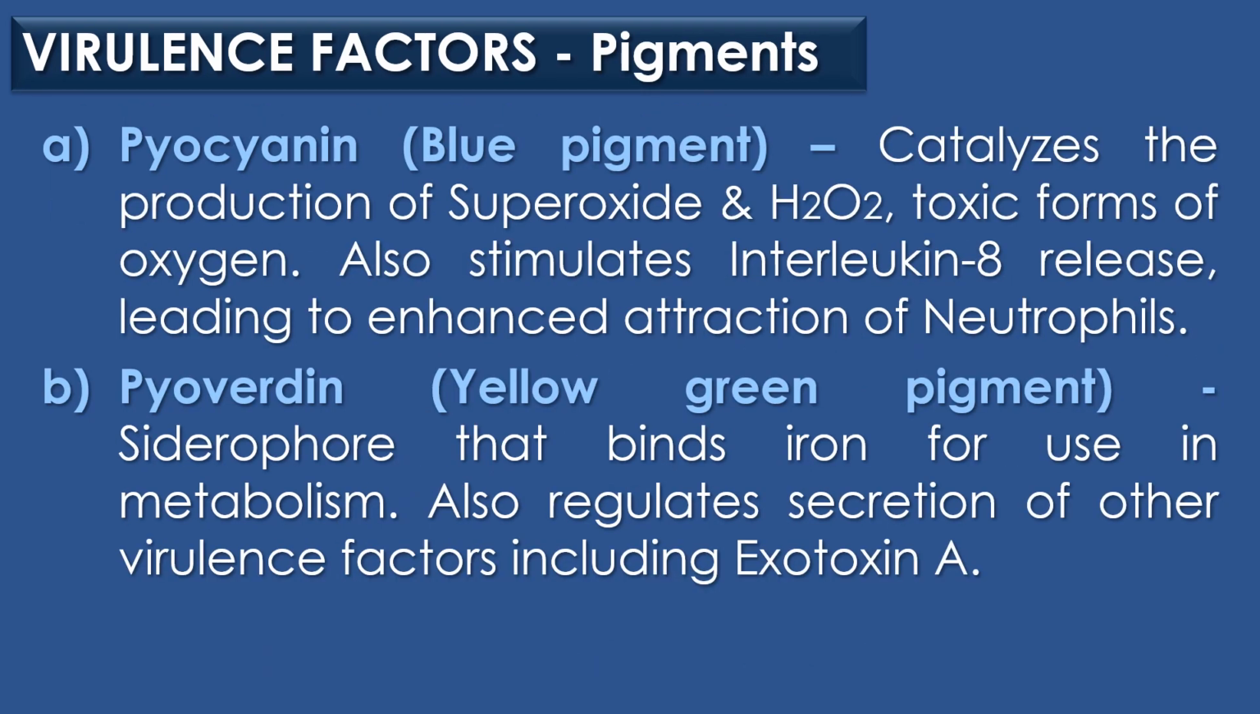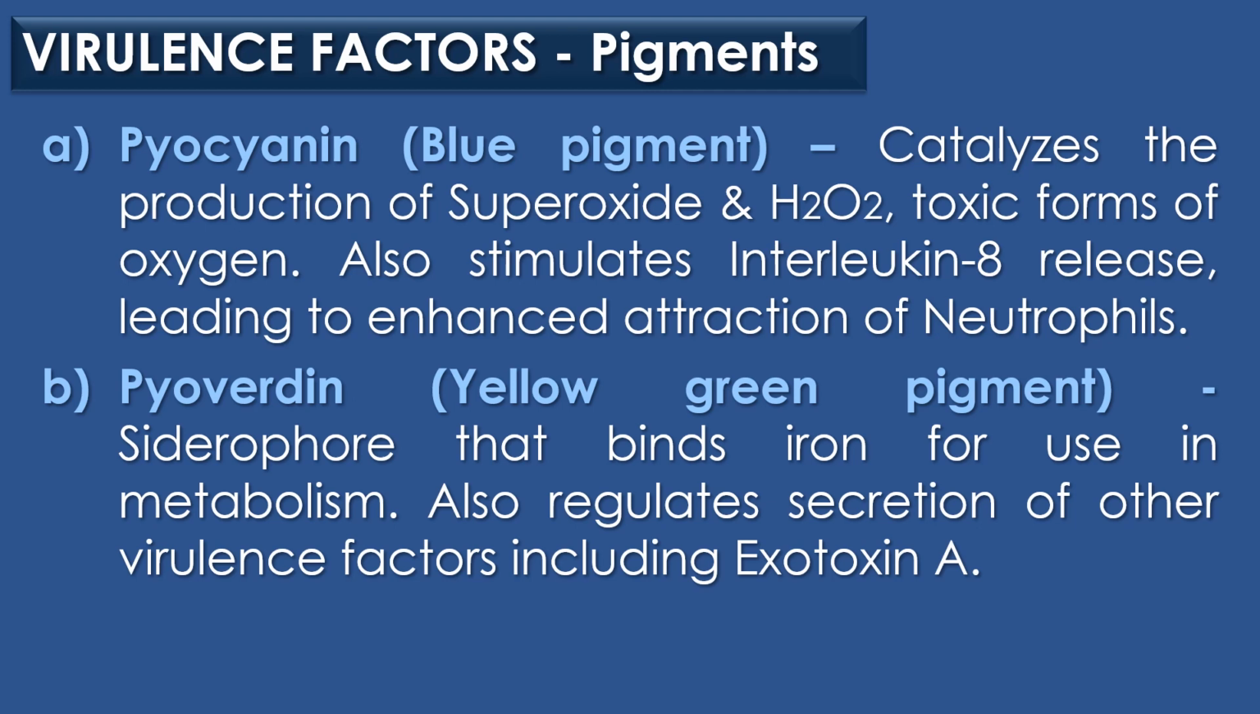The third virulence factor of Pseudomonas aeruginosa is pigments. It includes 2 pigments. The first pigment is pyocyanin or blue pigment, and the second pigment is pyoverdin or yellow-green pigment. Pyocyanin or blue pigment catalyzes the production of superoxide and hydrogen peroxide, which are the toxic forms of oxygen. This pigment also stimulates the interleukin 8 release, leading to enhanced attraction of neutrophils.